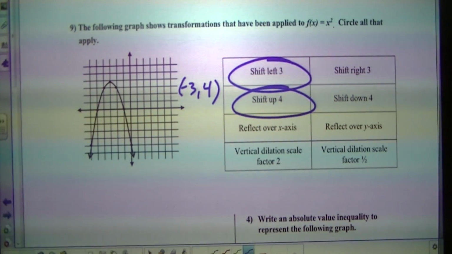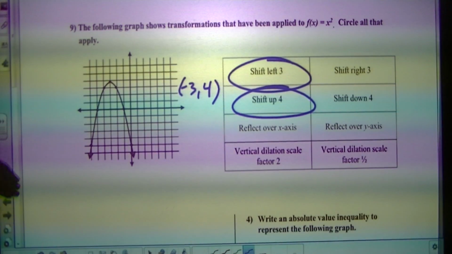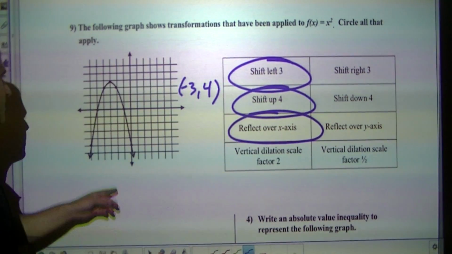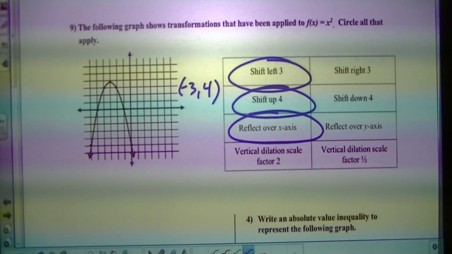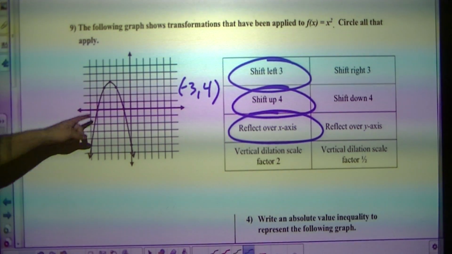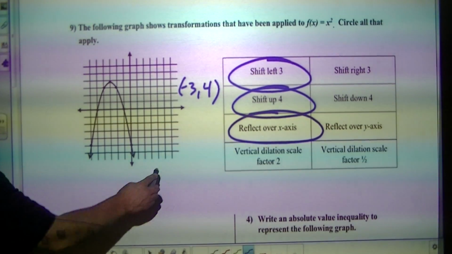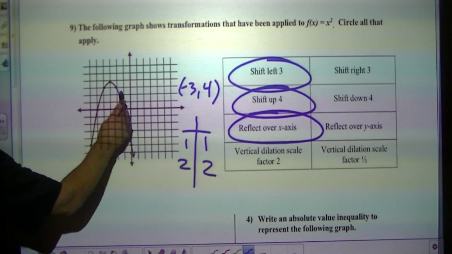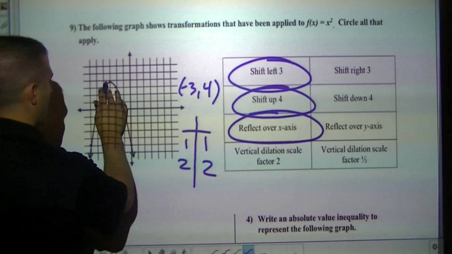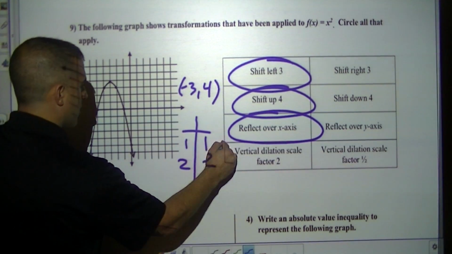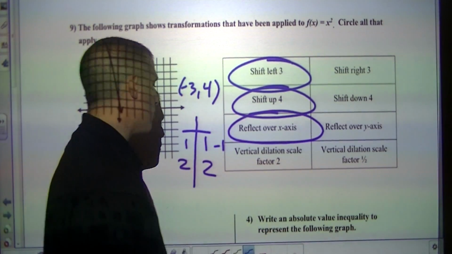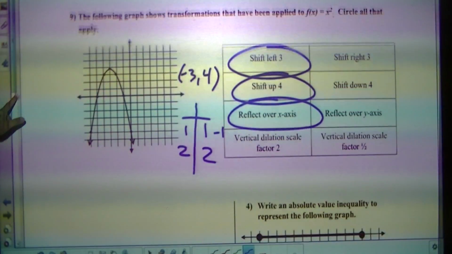Then I reflect over the x-axis. The way that would work, this would not be a dilation, because normally with a quadratic, I'm 1 right, 1 down. That would be a dilation of -1, which is not a choice there.